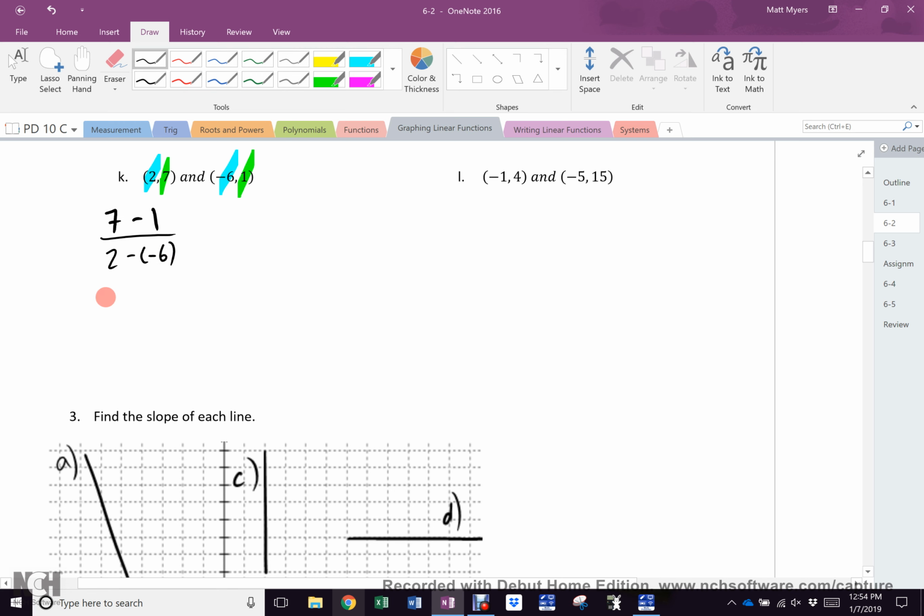Which is, thank you, you just gave away my next one, 2 plus 6. What is 7 minus 1? What is 2 plus 6? 6 over 8, which is 3/4. Now, do I have a rise and a run in the slope? Yes. So, what did I do here?